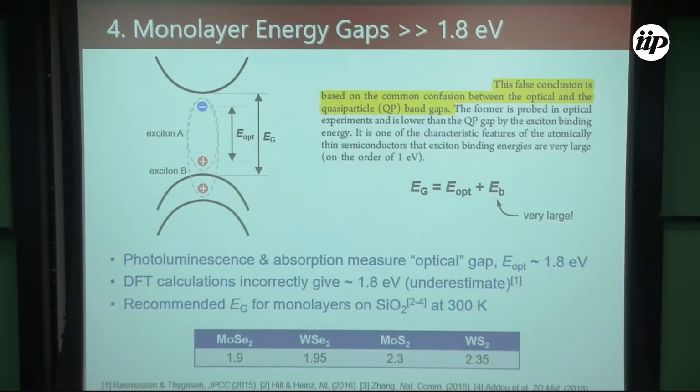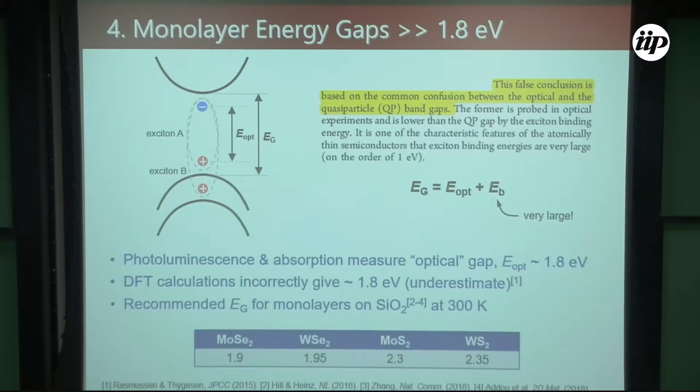To make things worse, if you use DFT calculations, you also get 1.8 eV. But DFT is known to underestimate band gaps. So again, I've attended talks where people have said, look, my DFT calculation is great because it matches the photoluminescence data. Of course, they're both wrong. I mean, the photoluminescence data are the data, that's fine, but you're comparing the wrong things.